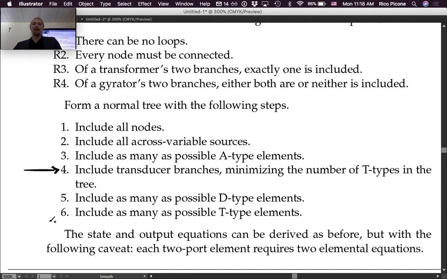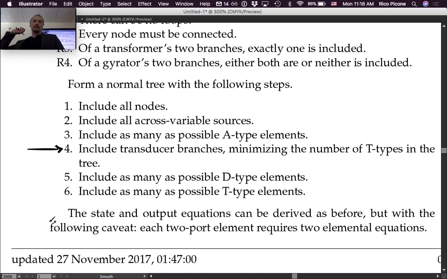So minimizing the number of t-types in the tree, we include the transducer branches, and then steps 5 and 6 are the same as before, d-types and t-types. And as always, if we reach a point where we can't select any more branches without creating a loop, we're done. The normal tree is finished. So state and output equations can be derived as before. So we have the normal tree.